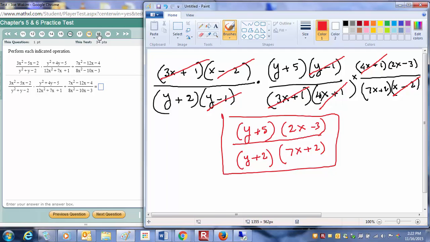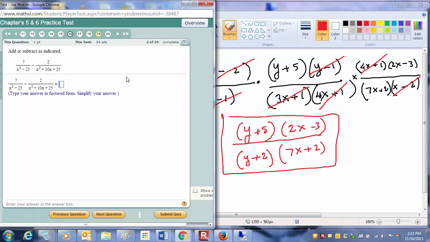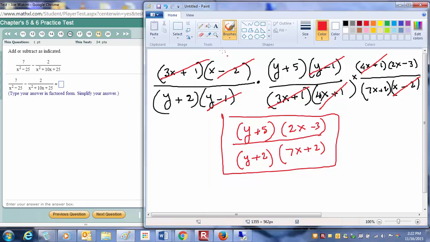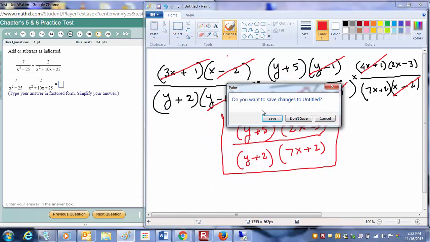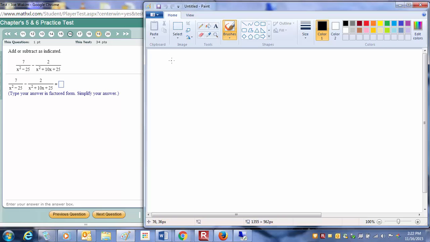Let's try number 19. Here we have to subtract. So we have to subtract. Notice that this is difference of two squares, x minus 5, x plus 5. And this is also, the product is 25 and the sum is 10, so 5 times 5.